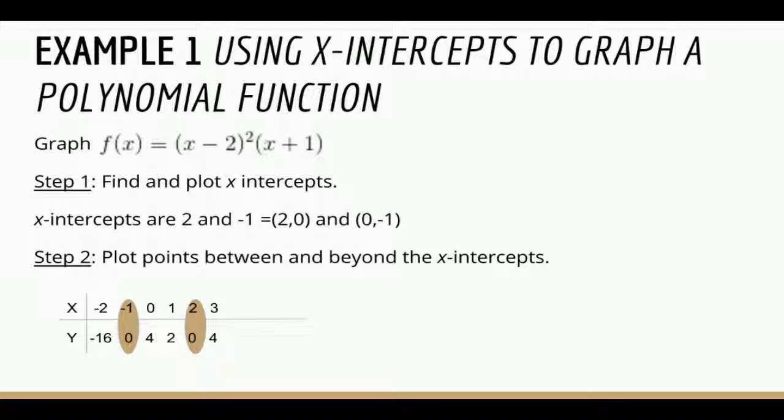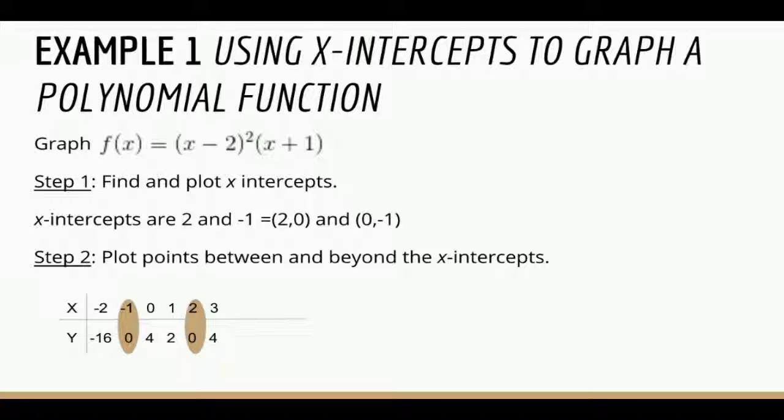So for our first example, we have using x-intercepts to graph a polynomial function. Graph f(x) equals (x minus 2) squared times (x plus 1). Step 1, find and plot x-intercepts. So the x-intercepts are going to be 2 and negative 1, as you can tell from the first part of the equation, where x minus 2 and x plus 1. So the points will be (2, 0) and (-1, 0).